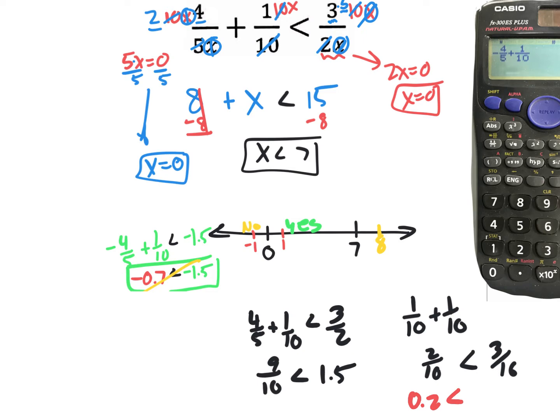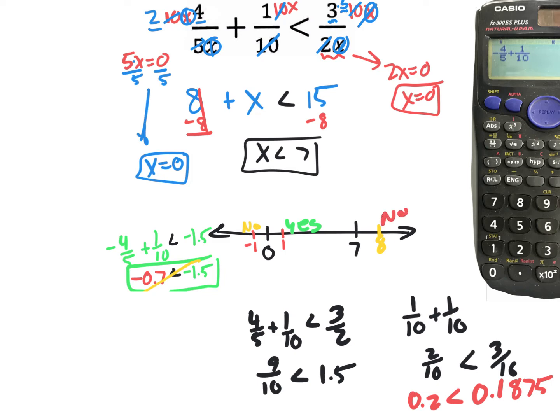As a decimal it is 0.1875. My goodness, I forgot the decimal. So is that true or false? False. 0.2 is greater than 0.1875. So that did not work. That's a no right there.